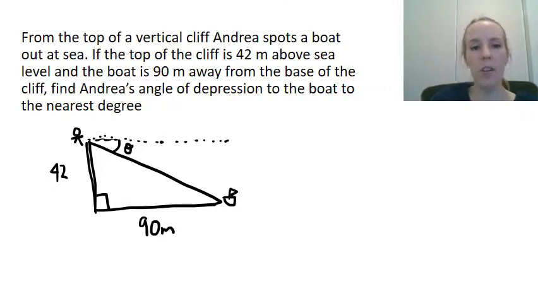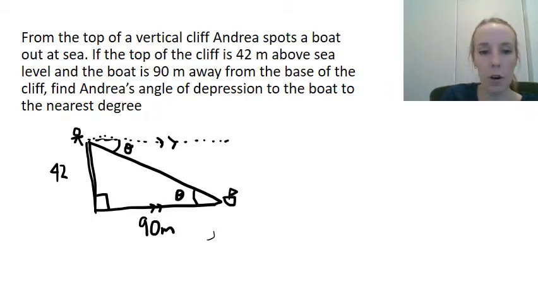Now, you're probably thinking, oh no, but that's not part of our right angle triangle. But remember, a horizon line is going to be parallel to our sea level there. And we know that those alternate angles of parallel lines are going to be equal. So it's actually going to be equal to this angle here. So if we can calculate this angle down the bottom here, it's going to be equal to the angle of depression up there from where Andrea is.